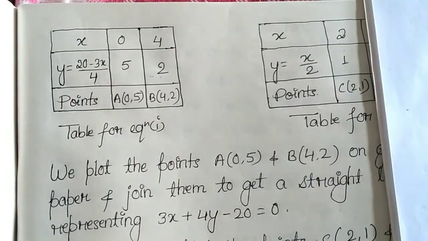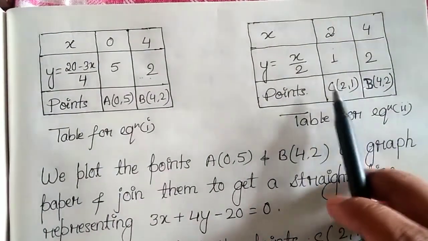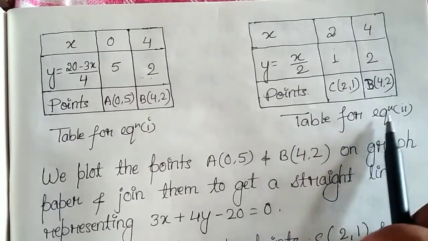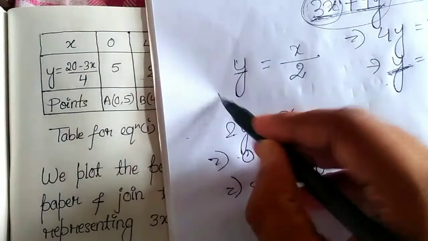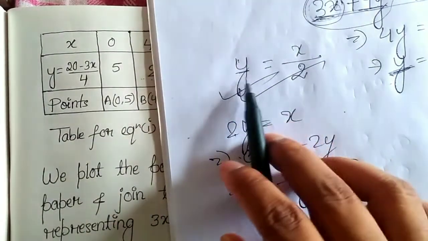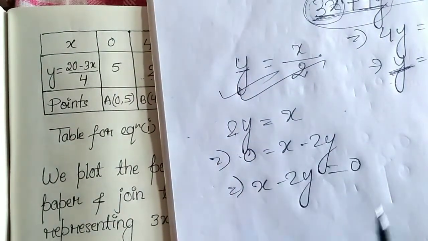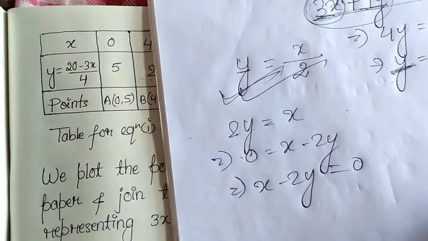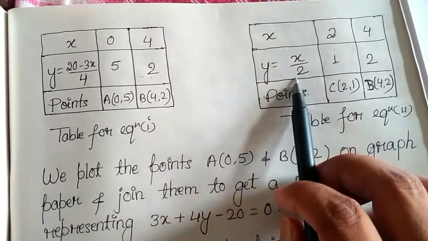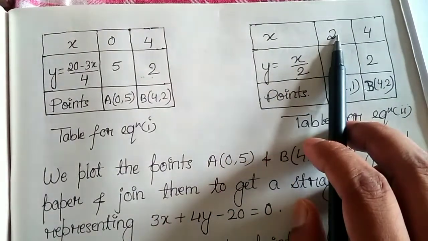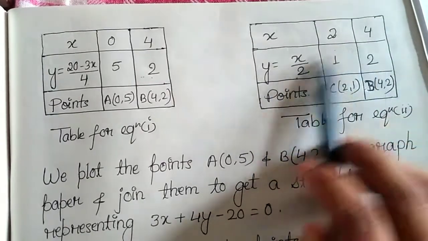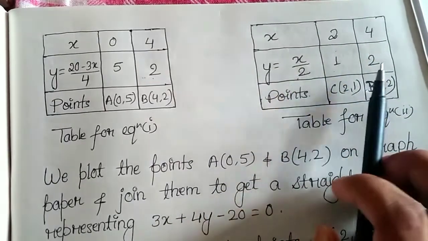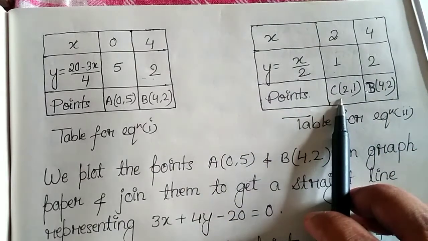Similarly, you have to make the table for the other equation, equation 2. Here the equation is already known to us, that the first equation itself will give you this, otherwise you have to take it out from here. So you take this equation, that will be better for you. So y equals x by 2. Now you take x equals 2, y will be 2 divided by 2, which is 1. If you take x equal to 4, divided by 2, you get 2. So you got another 2 points.